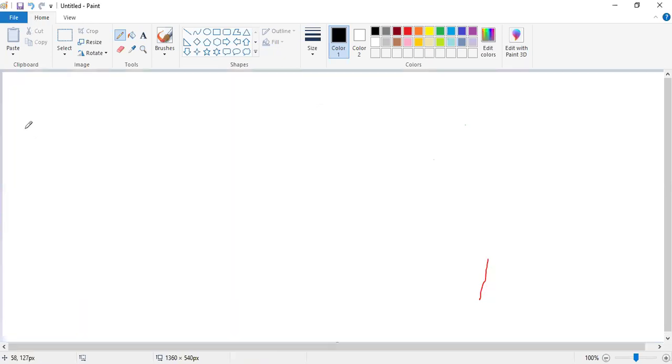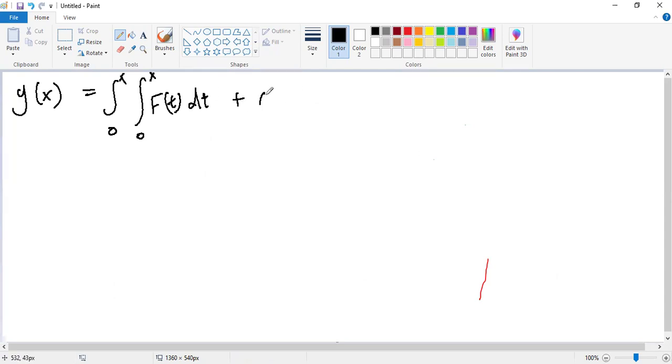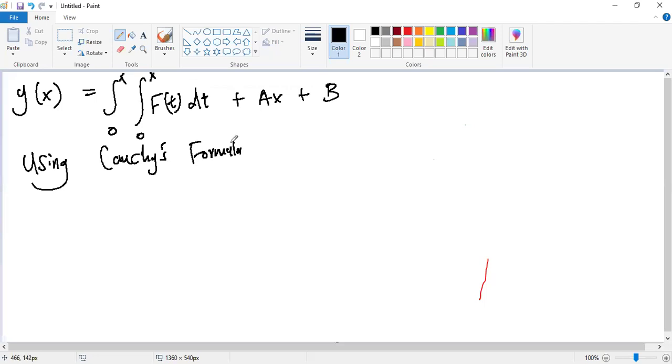Wait. So we had written it up until the point whereby we had our y of x is equal to the integral from 0 to x, integral from 0 to x of f(t) dt plus ax plus b. Now recall Cauchy's formula. I'm not going to write Cauchy's formula, you have it in your books. Using Cauchy's formula, we can evaluate this double integral.